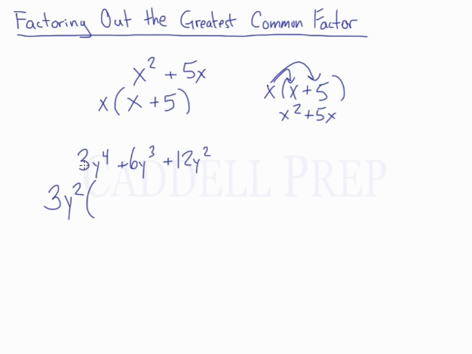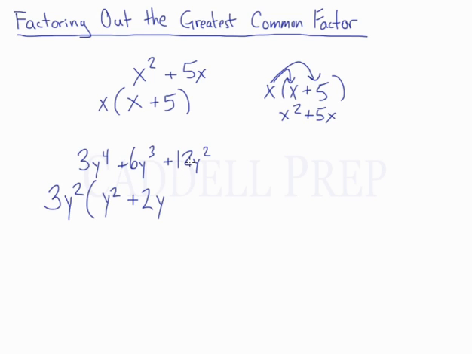3y to the 4th divided by 3y squared. 3 divided by 3 is 1, we don't have to write that. y to the 4th divided by y squared, subtract the exponents, we have y squared. Next we have 6y cubed divided by 3y squared. 6 divided by 3 is positive 2. And y cubed divided by y squared is y to the 1st, or simply y.